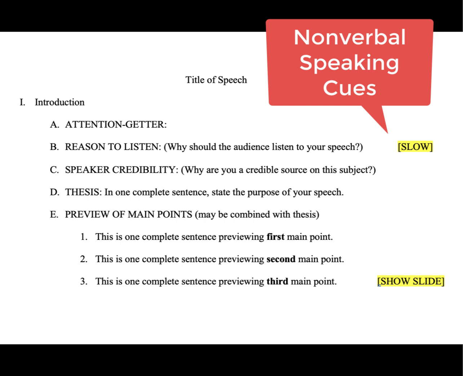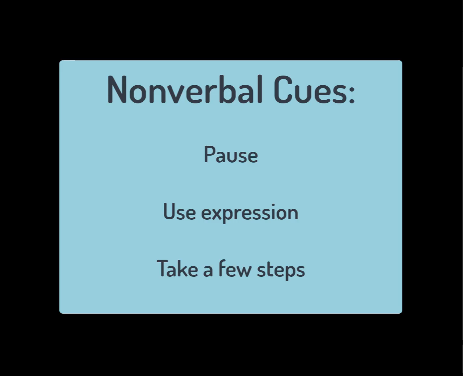Last, speaking outlines include nonverbal cues, as mentioned. You can bracket, bold, or italicize these cues to make them easy to read and see in an outline. Nonverbal cues include things like pause, use expression, take a few steps.